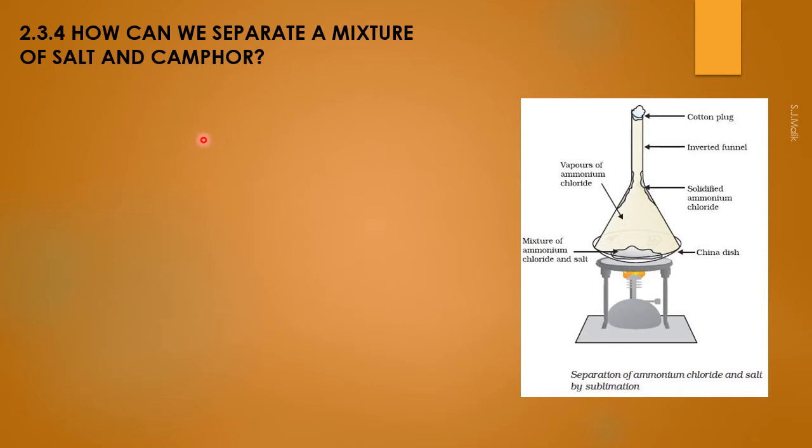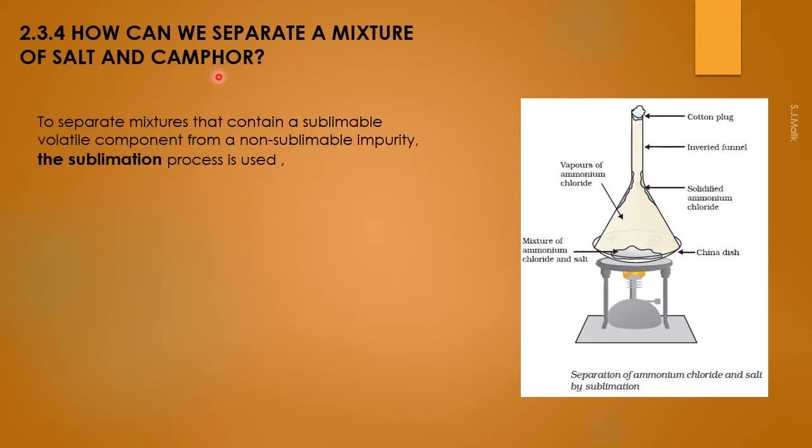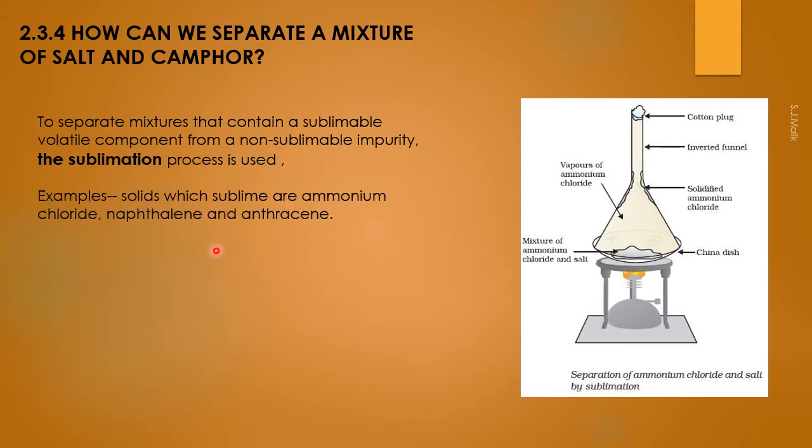How can we separate a mixture of salt and camphor? You know, camphor is a substance that shows sublimation. Sublimation means direct change from solid to gas. So to separate a mixture that contains a sublimable volatile component from a non-sublimable impurity, the sublimation process is used. Here, what is the volatile component? That is camphor. And what is the non-volatile component? That is salt.